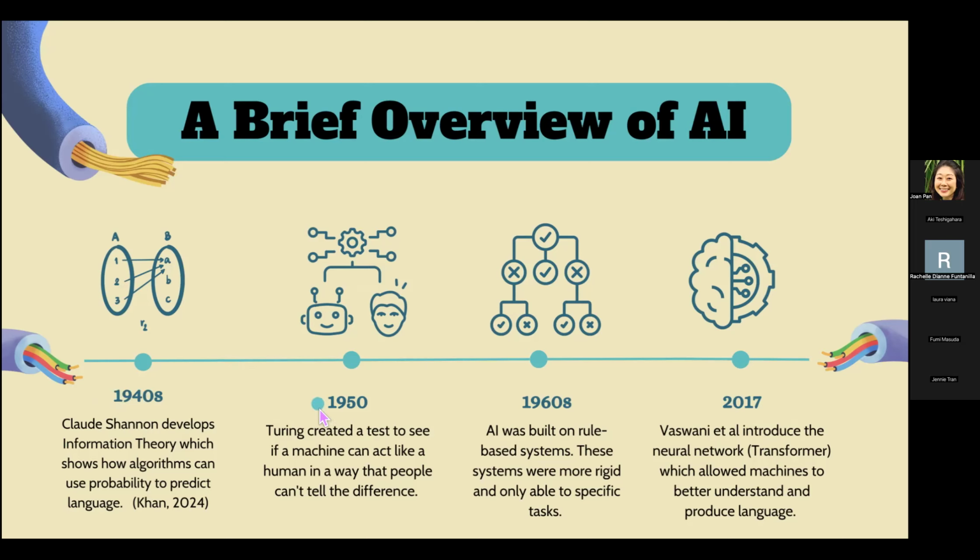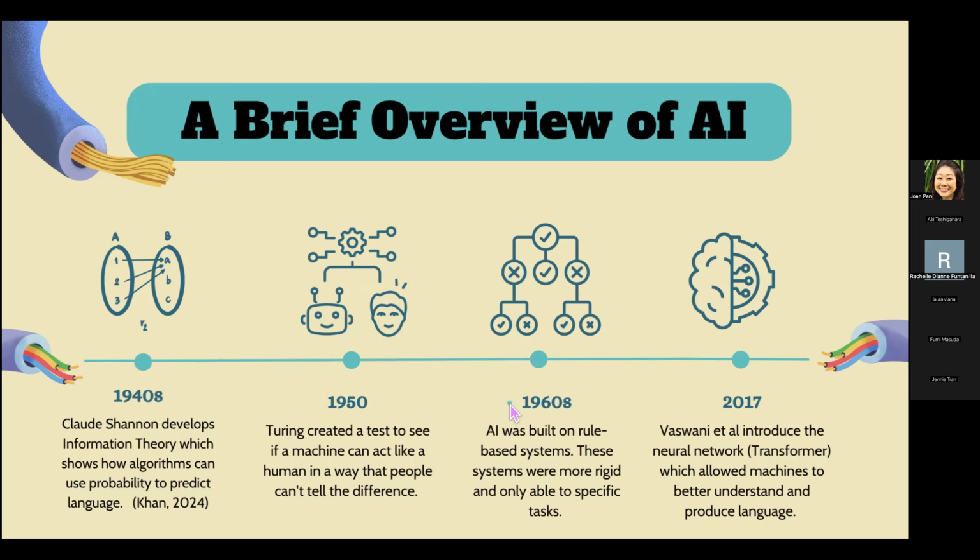In 1950, there was a cryptologist and computer scientist, Alan Turing, and he created a test to see if a machine can act like a human and fool a human, right? So this was called the Turing test. And for many, many years, this was like a very high bar for AI to achieve, right? It was thought maybe it will never happen.